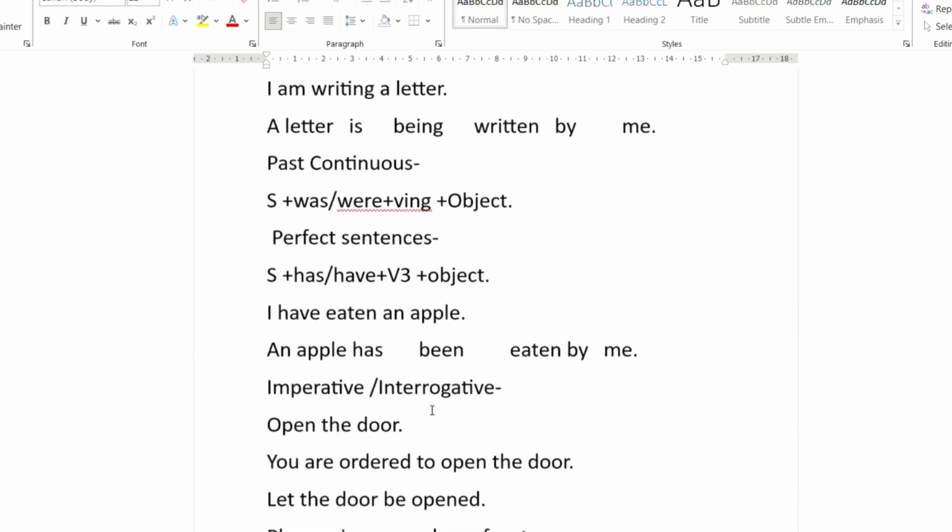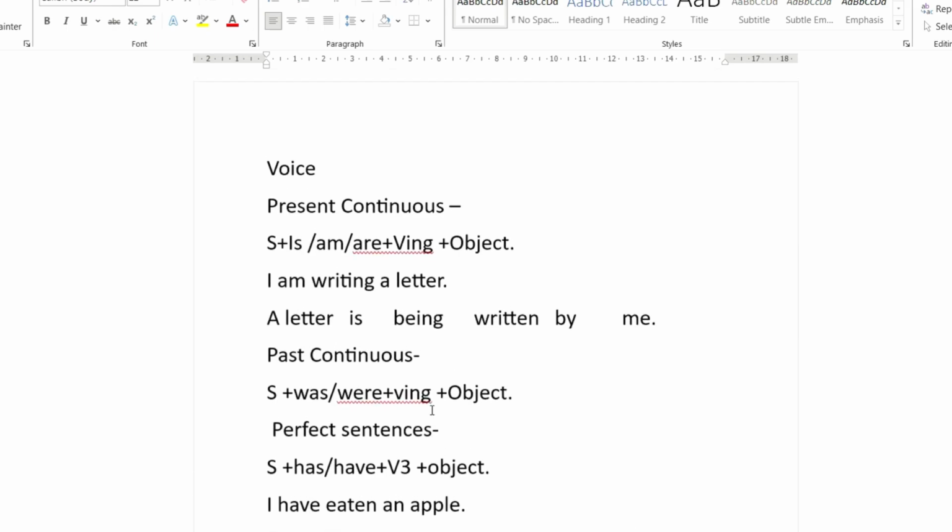So I hope you have understood the topic. Please let me know if there is a doubt. And suppose the sentence has a modal, like you should do this. So, this should be done by you. In those cases, you will only have to add be.